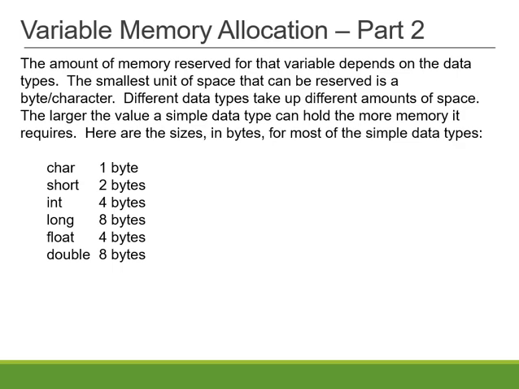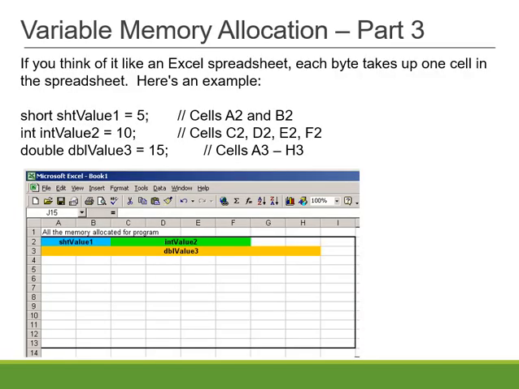The smallest is a character, which is 1 byte. The larger the value, the more space it takes up. Here are sizes for simple data types. You can think of this like an Excel spreadsheet, and each byte is one cell. See the sizes of value 1, value 2, and value 3 on the screen.